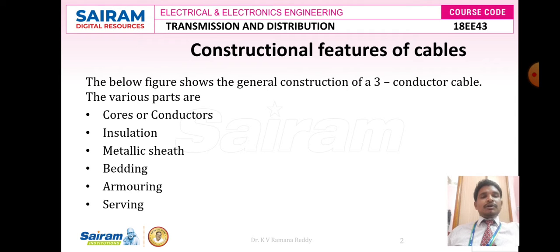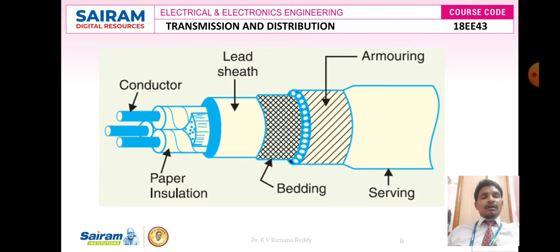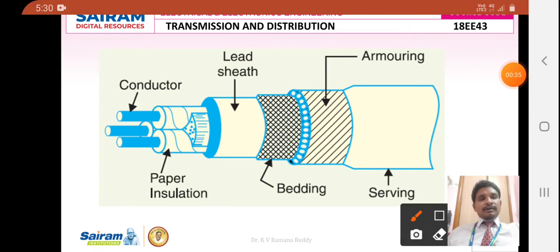Here, the figure below shows the general construction of a 3-conductor cable. Let's look at it here, all of you. Here I am going to show the cable. It is a three-core cable having three conductors. This is conductor 1, conductor 2, conductor 3.